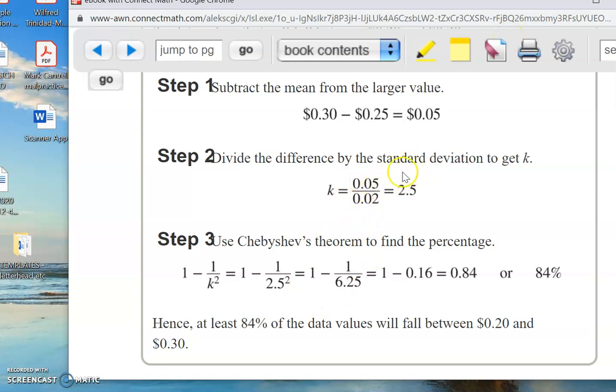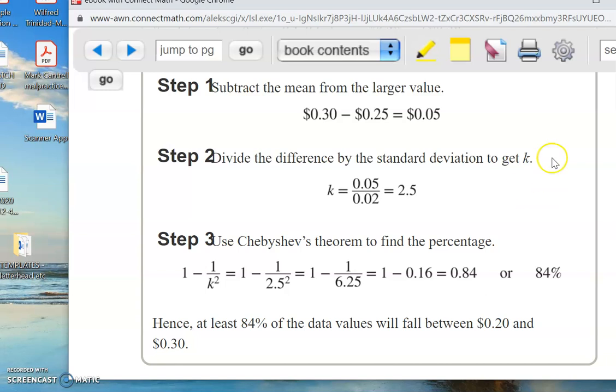The author says K is equal to the difference, the delta that we found right here, divided by the standard deviation. That gives me what K is. Now remember, K does not have to be an integer. It does not have to be a counting number. It can be just any old number as long as it's bigger than 1.